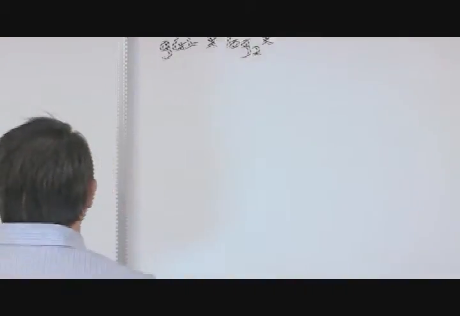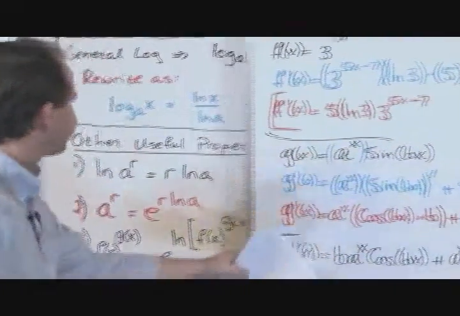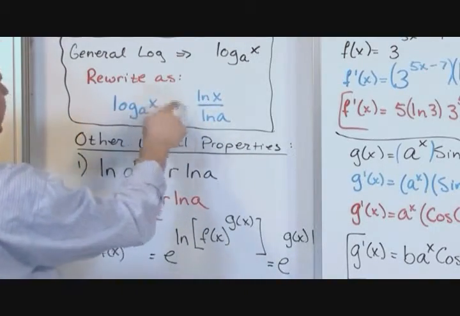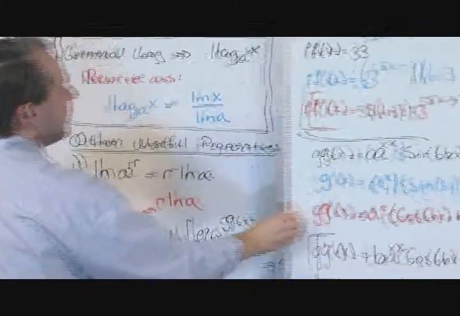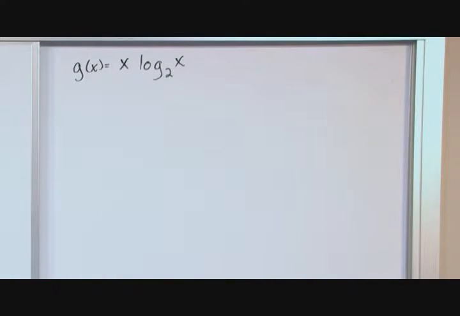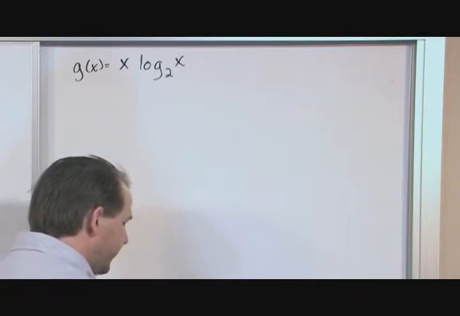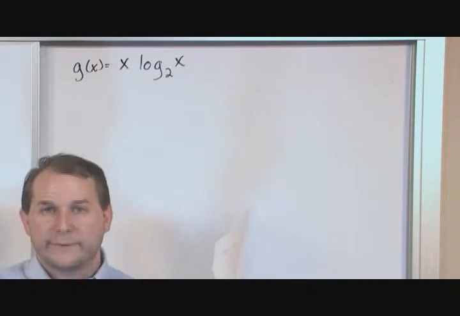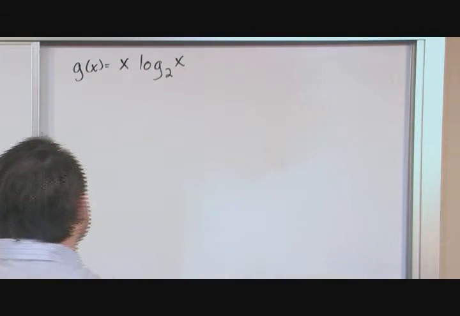So when we look back at our little sheet here, when we have anything like this, we rewrite it as natural log of x over natural log of a. So that's the very, very first step before you take any derivatives. It's kind of like when I always tell you to rewrite those square roots with a fractional exponent. It just helps you. So you need to do that here.